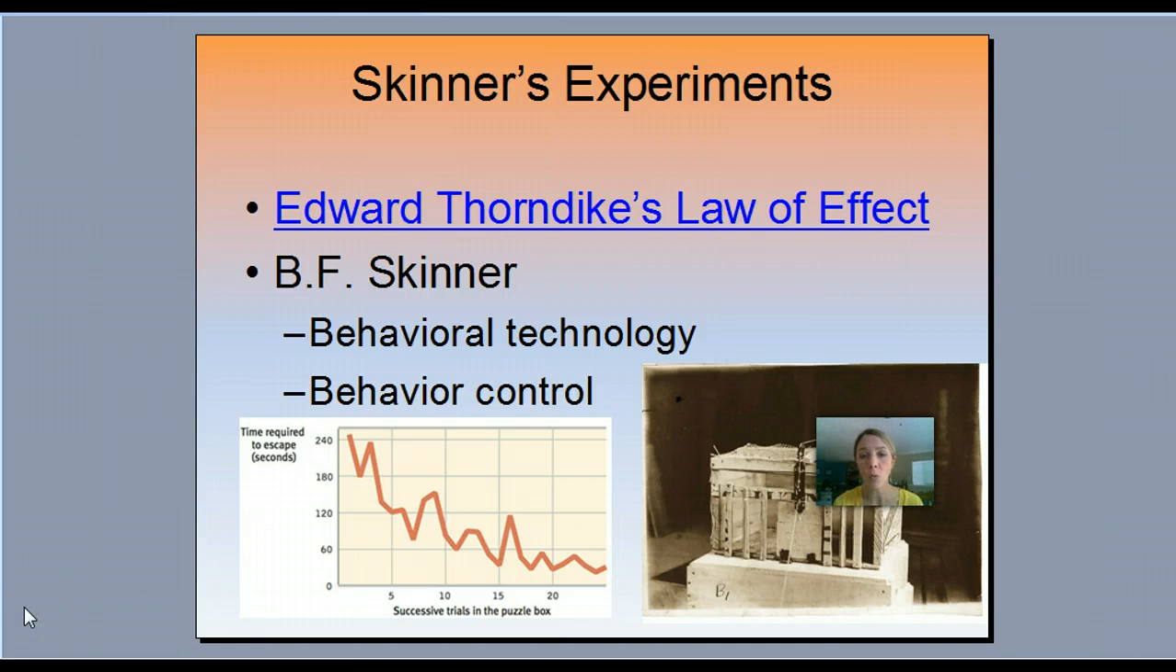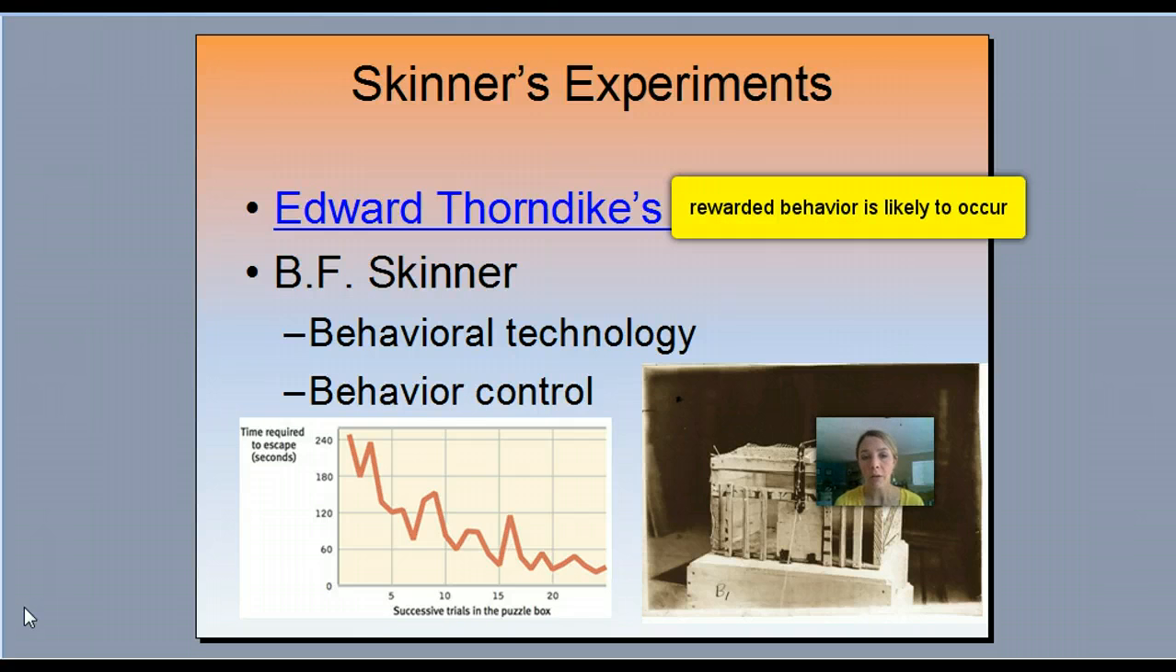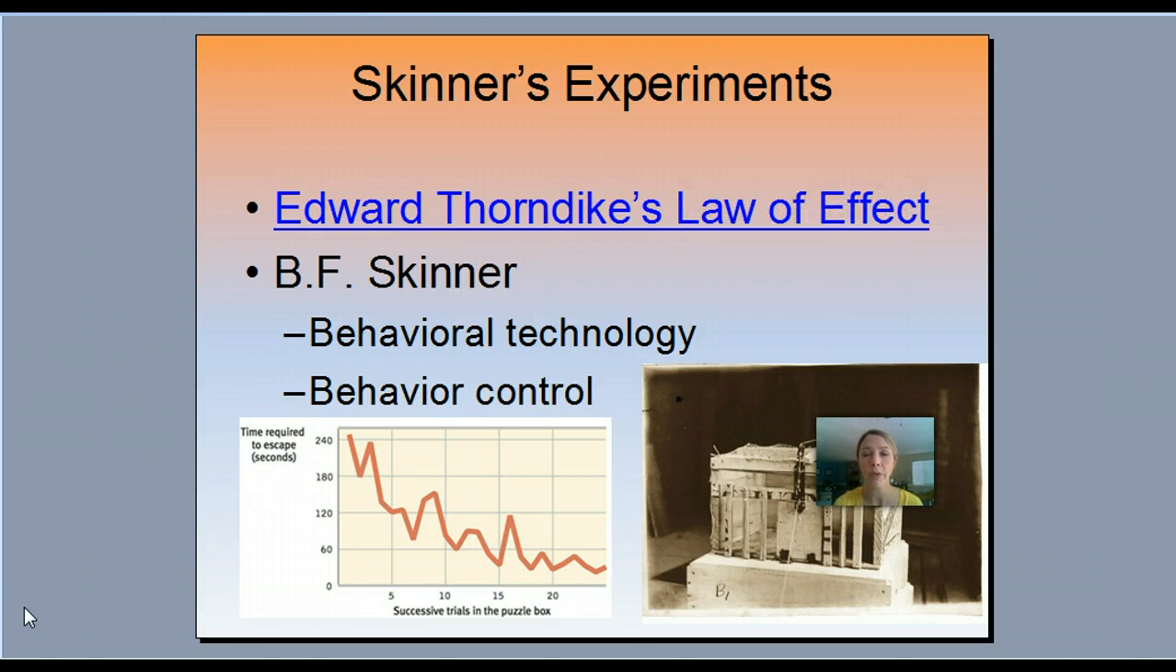So Edward Thorndike's law simply states that rewarded behavior is likely to occur. Rewarded behavior is likely to occur. Okay, so I don't want you to think that reward is necessarily a good thing, right? Because that can be different for different people. But just saying that if behavior is rewarded, that is more likely to occur. If you sneak out at night and you make new friends, right? Then that is your reward. Like, you made new friends.